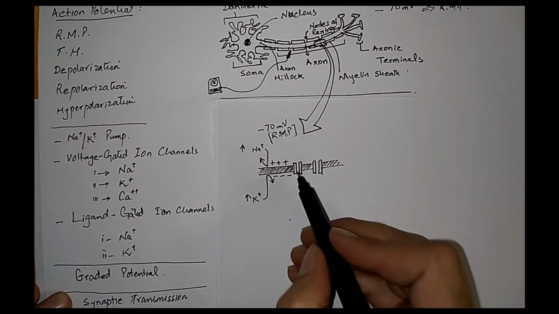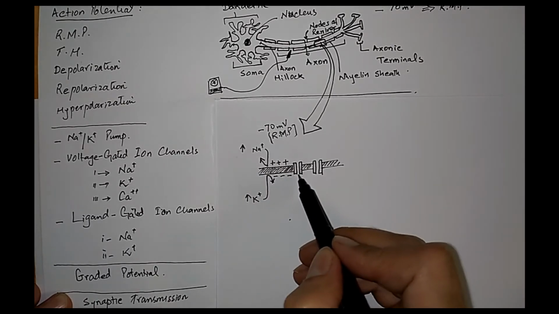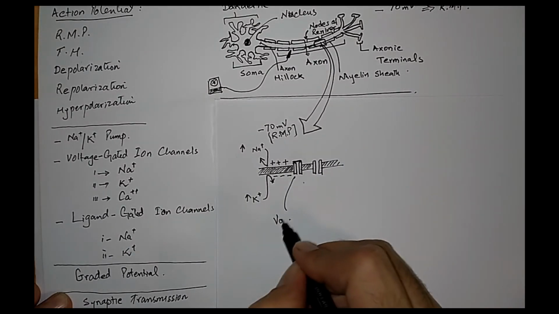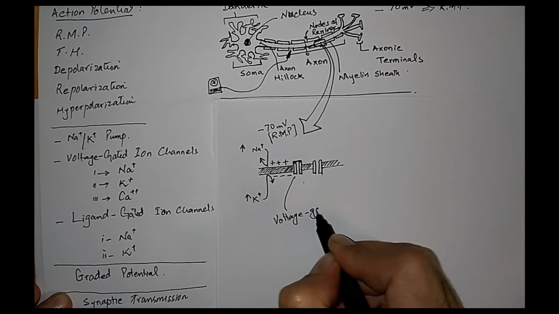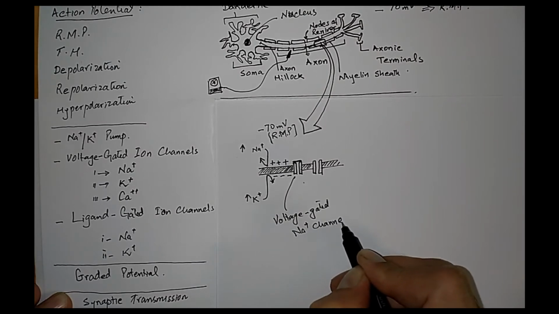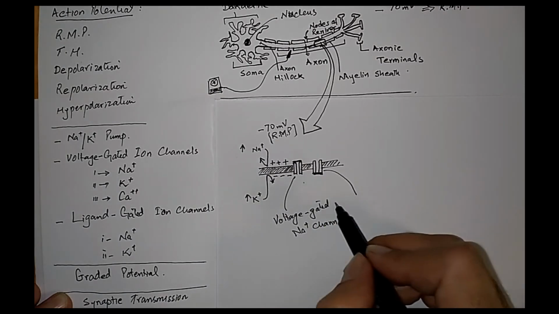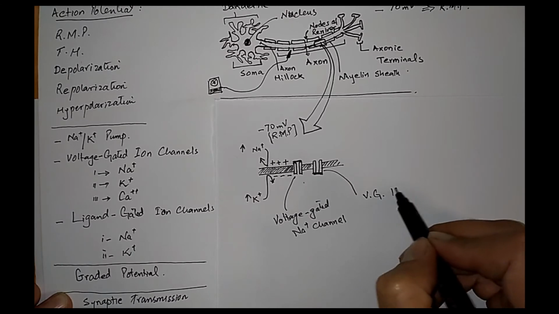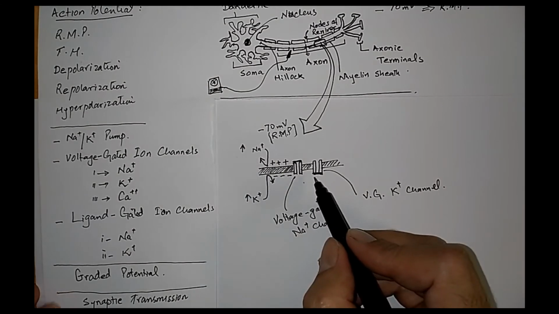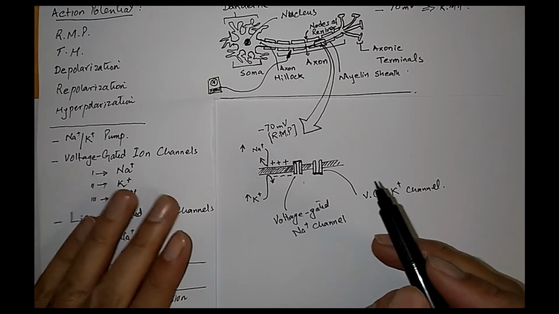Okay, so now come towards these ion channels. These are two types of channels which I have drawn. One is called the voltage gated sodium channel, and the other one is the voltage gated potassium channel. And these channels basically control the movement of the sodium and potassium ions across the membrane.